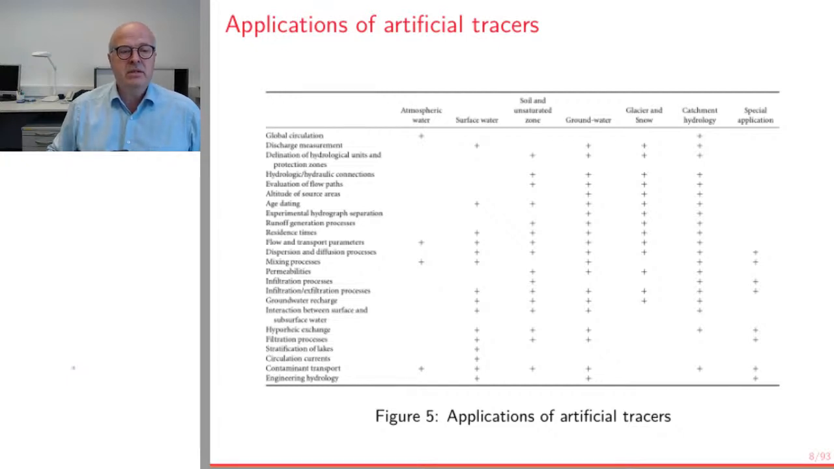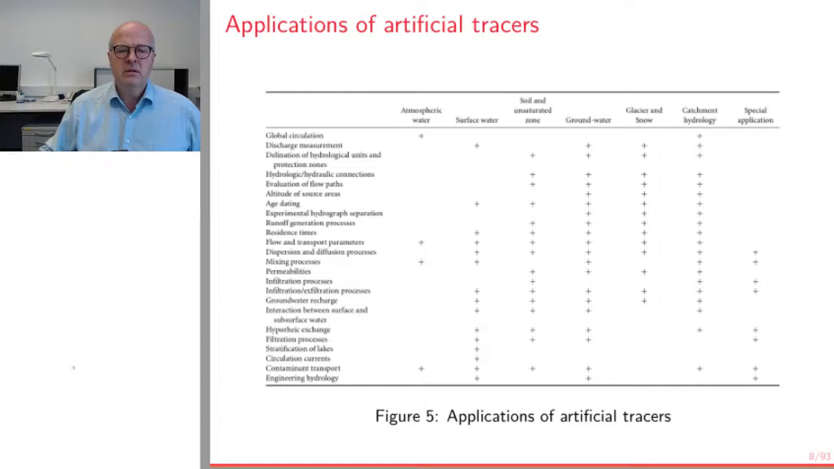Where can we apply tracers? In which areas actually of hydrology? The following graph, which I will just comment on quickly and you can study in more detail, gives an overview of which tracers you use for which applications. These applications are given in columns: atmospheric water, surface water, soil and saturated zone, groundwater, glacier and snow, catchment hydrology, and a special application.